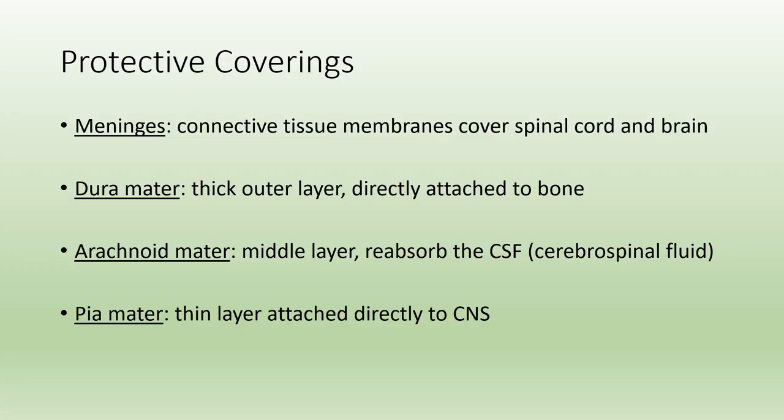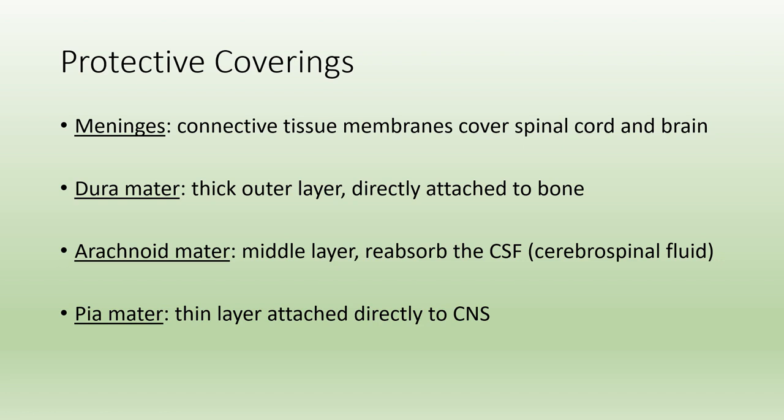Once again, you have the spinal cord and the brain, very fragile, very important tissues, obviously. You want as much protection as you can around them. So there are some connective tissue membranes known as the meninges that cover both the spinal cord and the brain. They help to provide additional protection.